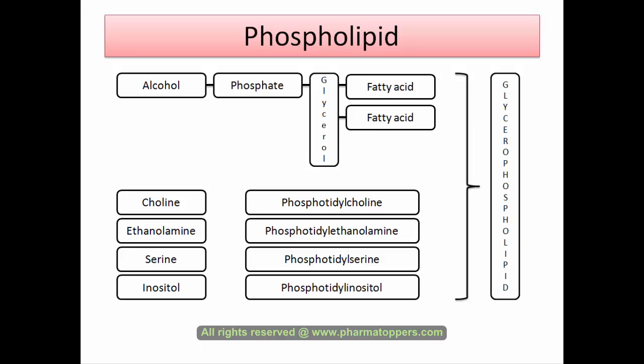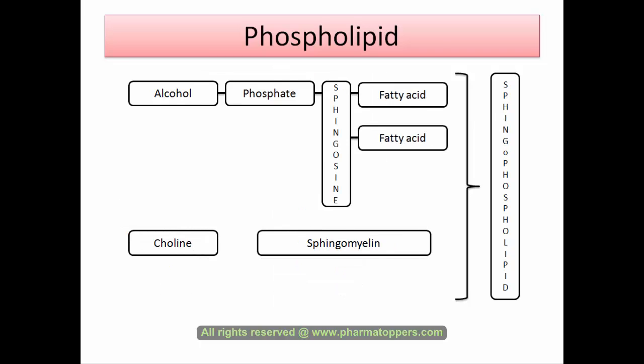The second type of phospholipid are the sphingophospholipids. Here the simple change is that the alcohol is sphingosine instead of glycerol. Sphingolipids contain the amino alcohol sphingosine, and the other structure remains the same: fatty acid, phosphate, and the alcohol attached to the phosphate. In sphingophospholipid, the amino group of the sphingosine backbone is linked to the fatty acid by an amide bond, and sphingomyelin is the most abundant sphingophospholipid.